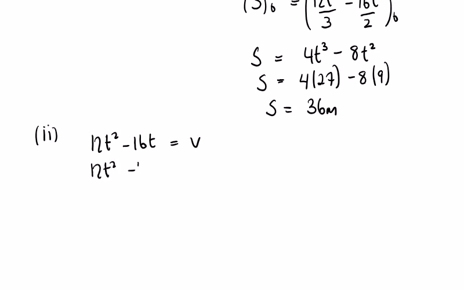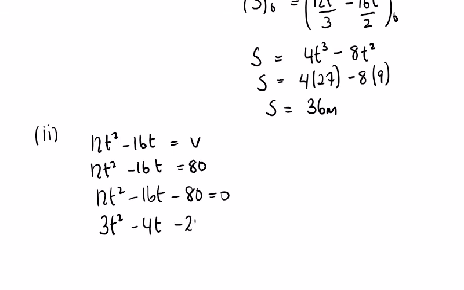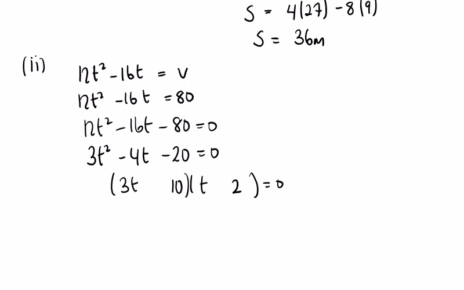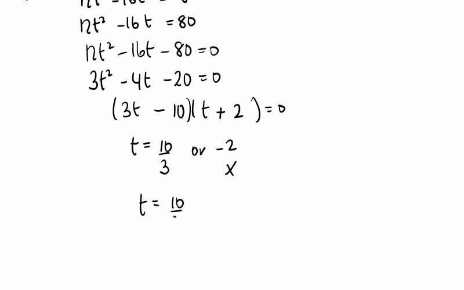So 12t squared minus 16t equals 80. 12t squared minus 16t minus 80 is equal to 0. What's the highest common factor there? 4 definitely goes in. That would leave 3, which is prime, so that's definitely the highest factor. Minus 20. Let's see, does it factorize? It has to be 3t times t. 5 by 4 is 20. No, it doesn't look like that. 10 and 2 will work, won't it? 10t and 6t, that will work. So we want minus 4t, so minus 10t plus 6t. So t is equal to 10 over 3, or minus 2, and we can't have a negative time, so time is 10 over 3 seconds.